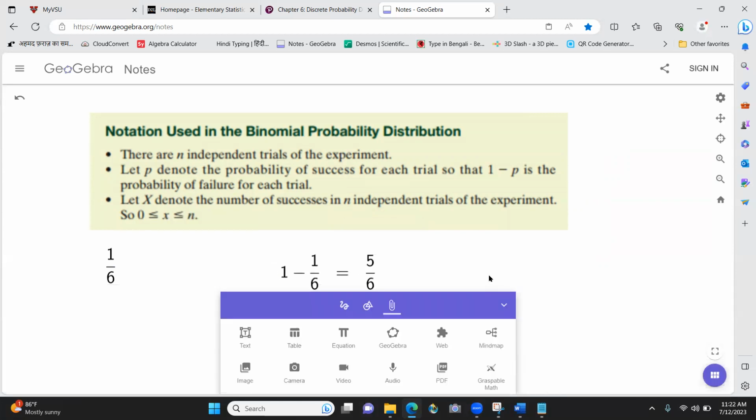Okay, let X denote the number of successes for n independent trials, then X has to be between 0 and n. That makes sense. You're rolling a die 10 times. The fewest number of times you could get a 6 is 0, and the largest number of times you could get a 6 is 10.